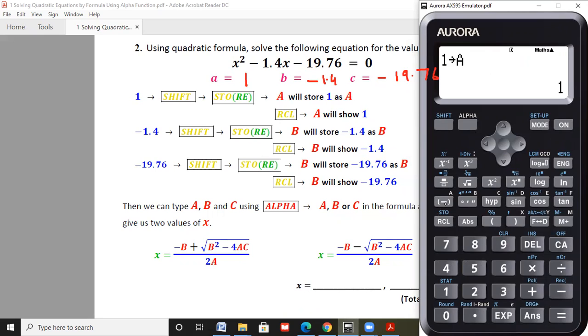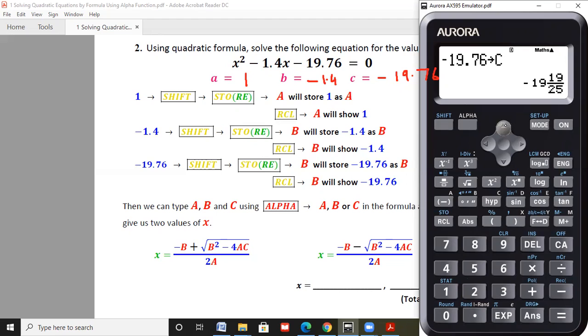Then I'm going to type in negative 1.4, and I'm going to use again the shift and store button and then the letter B. So negative 1.4 has been stored as B, and then negative 19.76. Shift, store C. Again, the same practice.